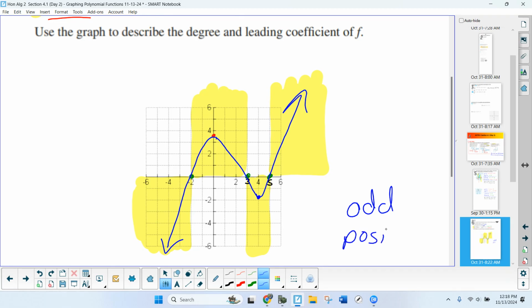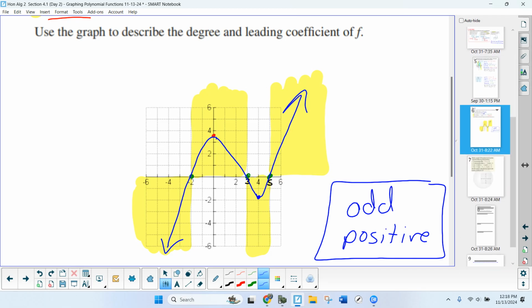When it says describe the degree and the leading coefficient, the degree has to be what? Odd. The leading coefficient has to be positive. We know that. Okay? Let's do another one of these.